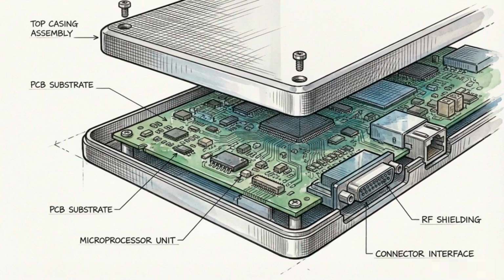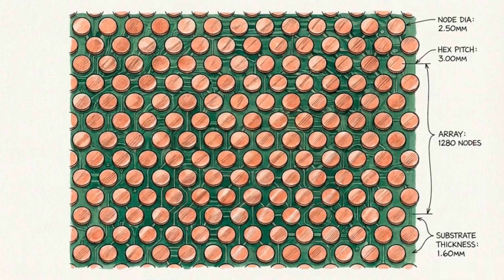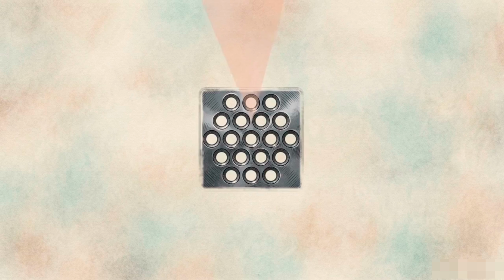To see how this is achieved, we have to look past the exterior casing to the internal macroscopic layout. This exploded view isolates a massive 6-layer printed circuit board. This laminated structure acts as the terminal's brain, housing control chips and copper pathways. Buried within is a highly precise arrangement, a hexagonal honeycomb grid composed of exactly 1,280 separate copper nodes. This static copper grid is a phased array. It is the physical mechanism used to steer a concentrated radio beam without any moving parts.